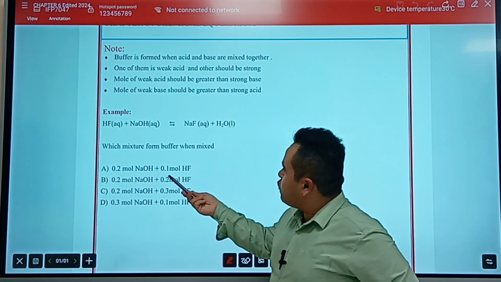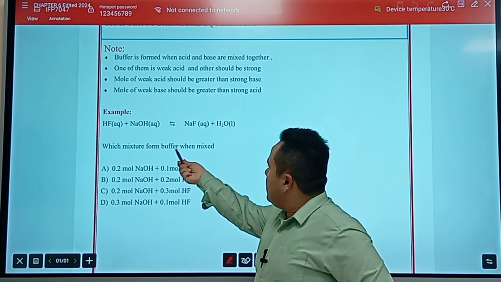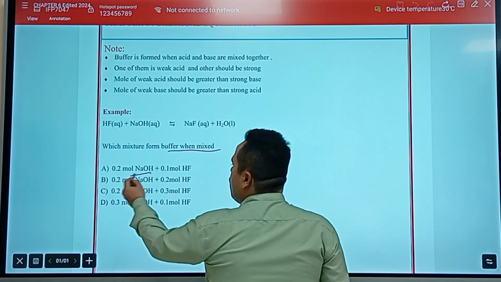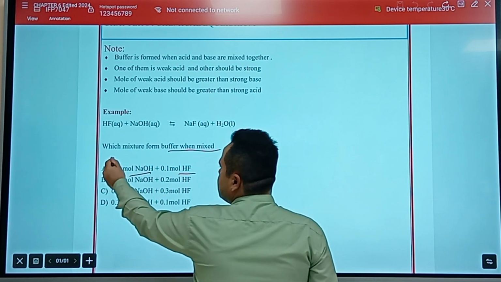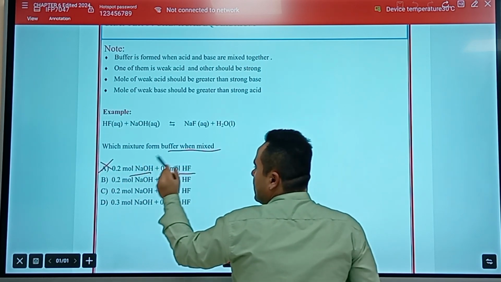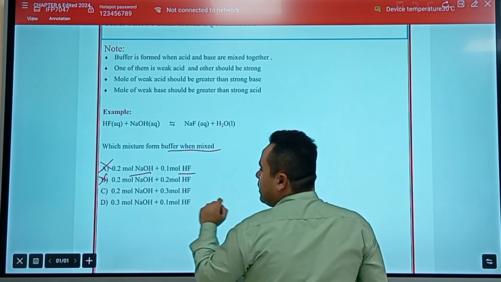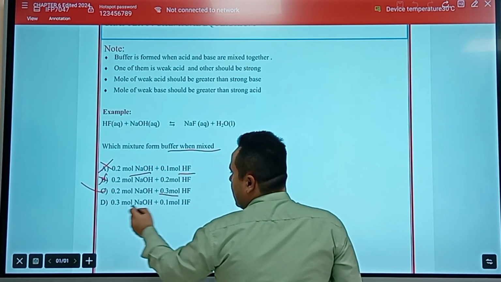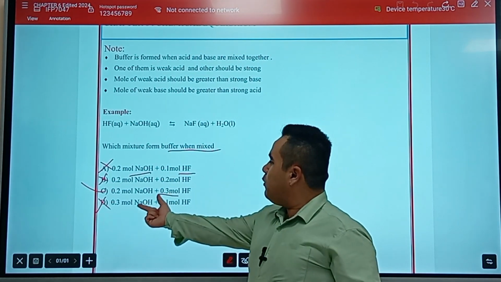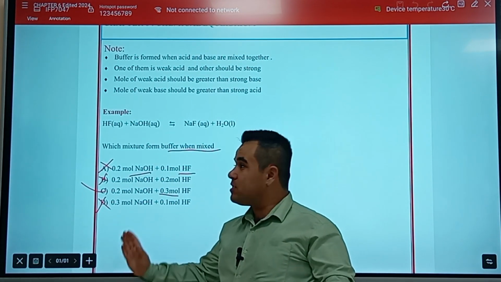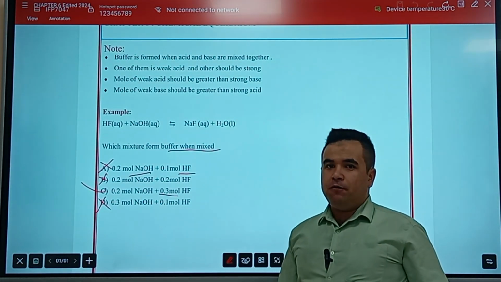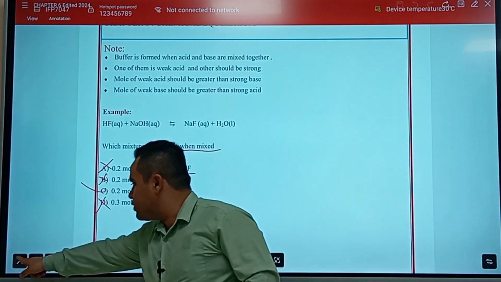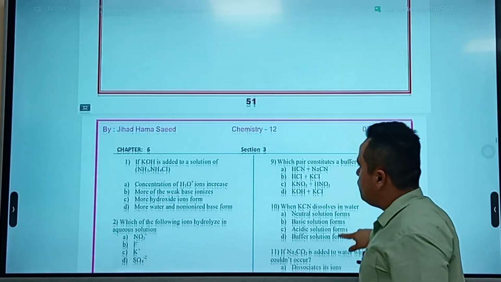To understand, let us solve this question, guys. Which of the following mixtures is a buffer solution? 0.2 NaOH and HF, this cannot be because the strong is higher. This cannot be because they are equal. This can be because the weak is higher than the strong. This cannot be because the strong amount is higher than the weak amount. So whenever it asks about the formation of a buffer solution, when the acid and base react, the weak must be higher than the strong. That will form a buffer solution.